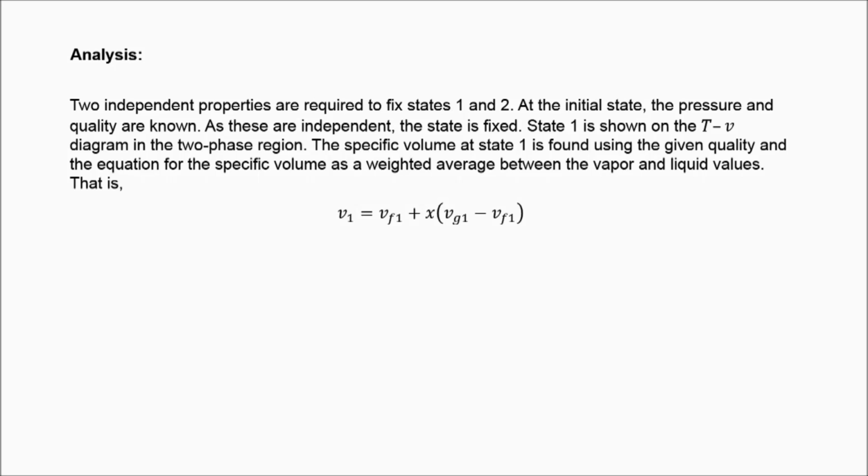The specific volume at state 1 is found by using the given quality and the equation for the specific volume as a weighted average between the vapor and liquid values, which can be expressed as follows. v1 is equal to vf1 plus x times (vg1 minus vf1).